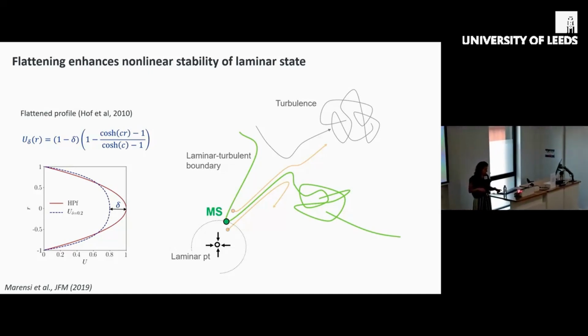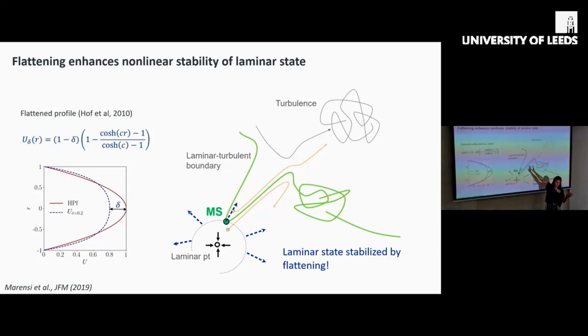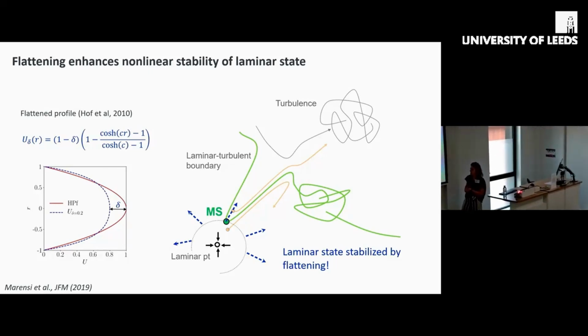And what we found is basically a complement to what was shown in the experiments. So we showed that flattening enhances the nonlinear stability of the laminar state. So this minimal seed is pushed out, meaning that you need larger amplitude disturbances in the first place in order to trigger turbulence.